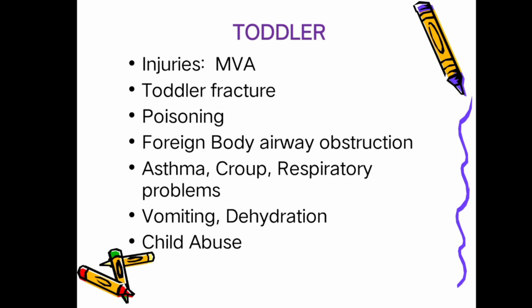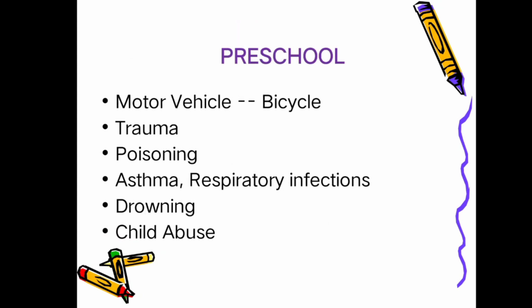Toddlers are very prone to poisoning because they are very eager to explore new things. They may end up with poisoning thinking that it is a juice or some edible substance. In hospitals, we can see that the majority of toddlers end up with poisoning cases. Also foreign body airway obstruction. They will be playing with small toys and batteries, and sometimes they may just swallow those batteries.